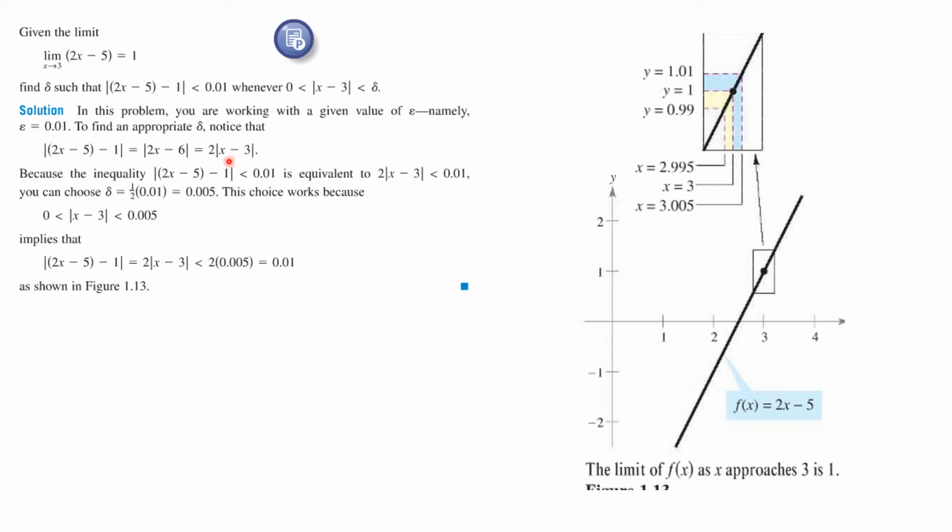Now if I look at this, I say, oh, if I want to make this thing less than 0.01, it's sufficient for me to make this thing less than half of that, because when I multiply by 2, then it'll be less than that. So that works. So the delta that we find is, just like in the figure, 0.005. So you see, given epsilon, we found delta. Given epsilon, we found what delta had to be.